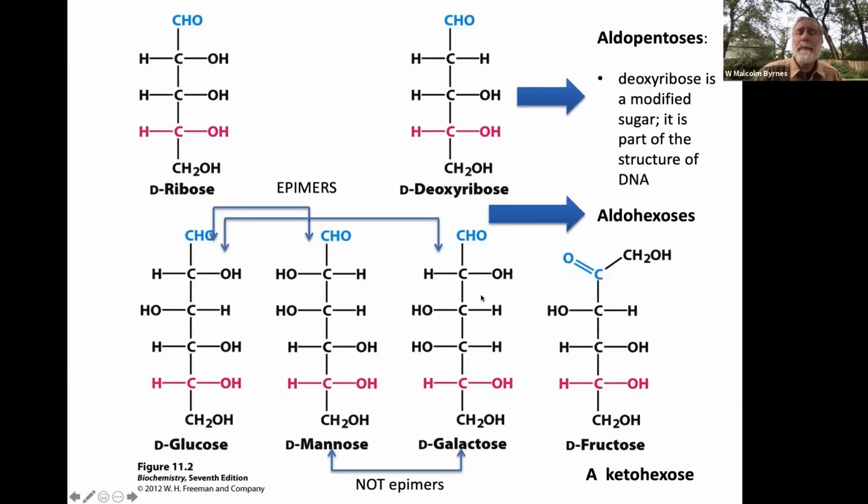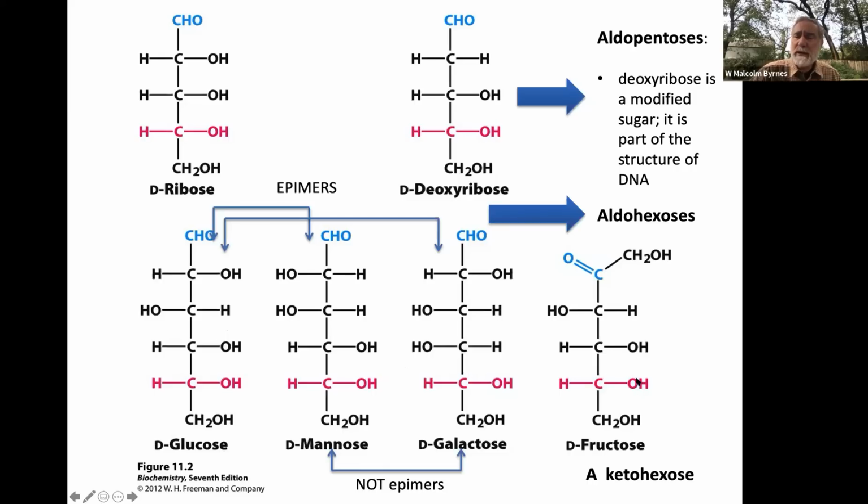How are they different? Well, go down the structure, we see that on the 1, 2, 3, 4, on the fourth carbon here, whereas the OH is to the right on glucose, it is to the left on galactose. And what we'll see is when these different sugars form their pyranose rings, in glucose, that OH on the fourth carbon is going to be pointing down, whereas the one on the fourth carbon in galactose is going to be pointing up. And that's a distinguishing feature between glucose and galactose.